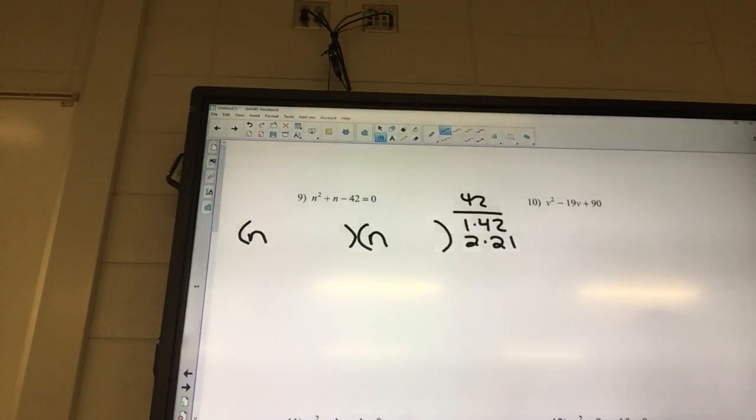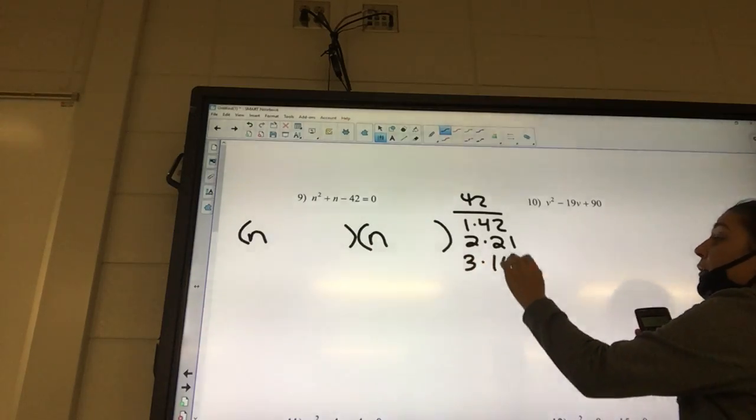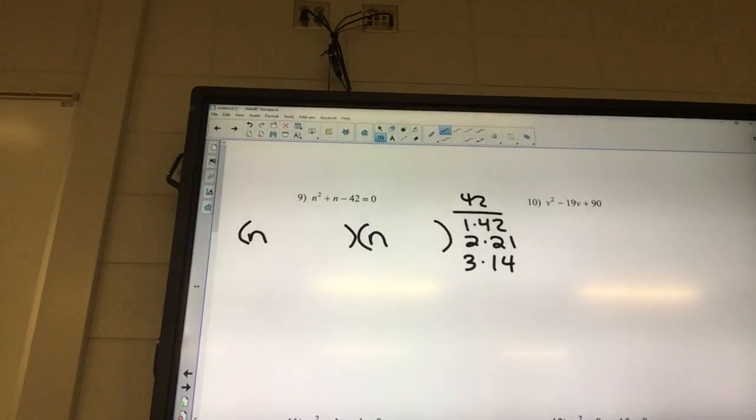Okay, time out. How can you figure out on your calculator if you don't know what the factors are? Divide. So we would say 42 divided by 2. It comes out to be 21. What's the next number I should check? 42 divided by 3. If it's a fraction or a decimal, then it doesn't work. So it came out 3 and 14. 42 divided by 4. When I divided by 4, it came out to be a decimal, which means that 4 does not work.